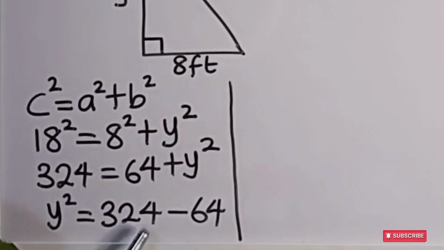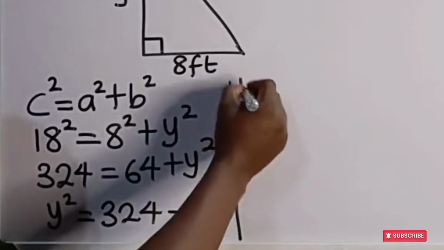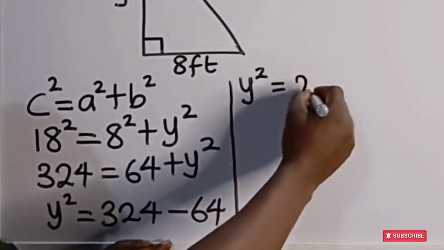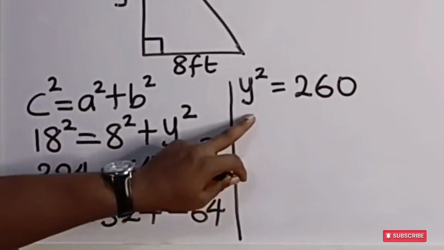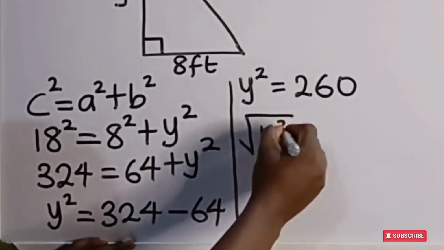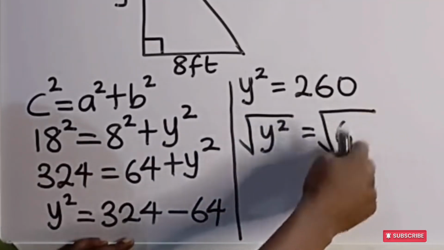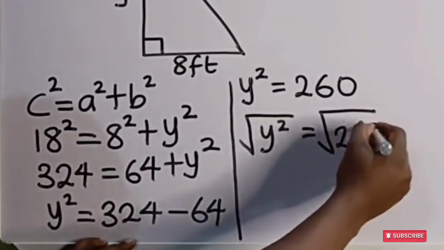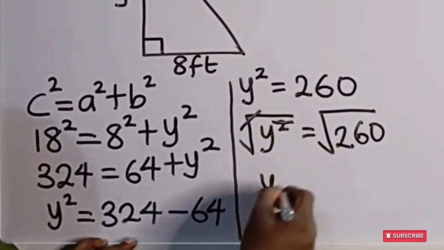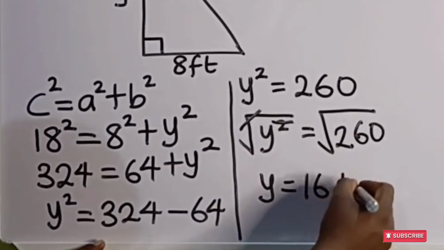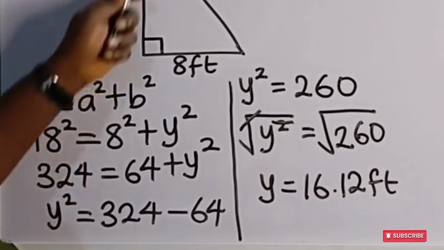So what's 324 minus 64? Y squared is equal to 260. So to get the value of y, we introduce the opposite of square, which is square root, to both sides. Square root of y squared is equal to square root of 260. So square root cancels out square. Y is equal to, what's square root of 260? 16.12. So we have 16.12 feet. That gives us the value of y.